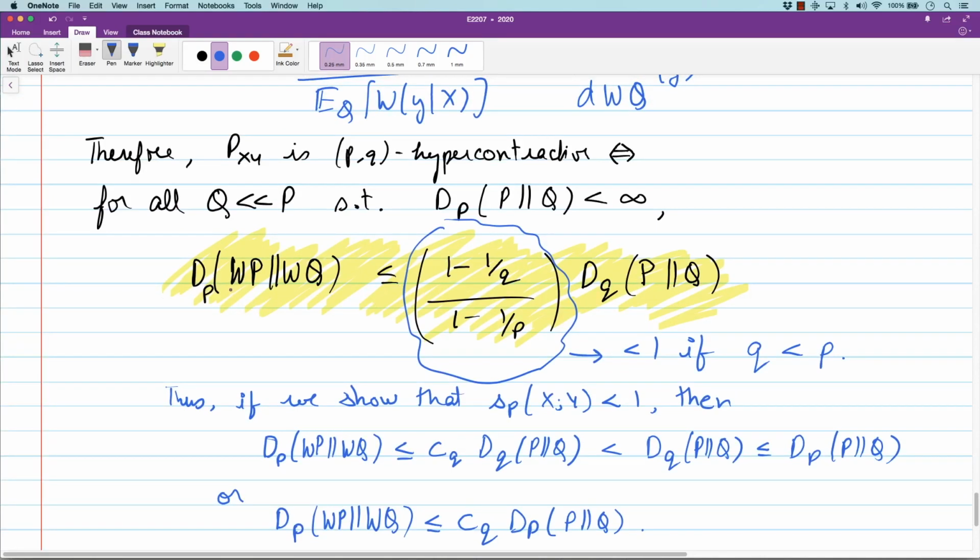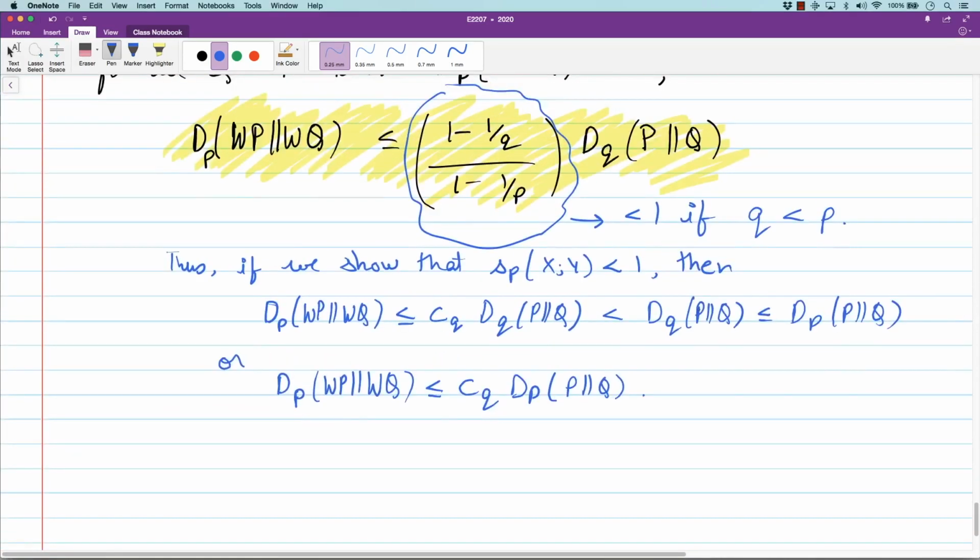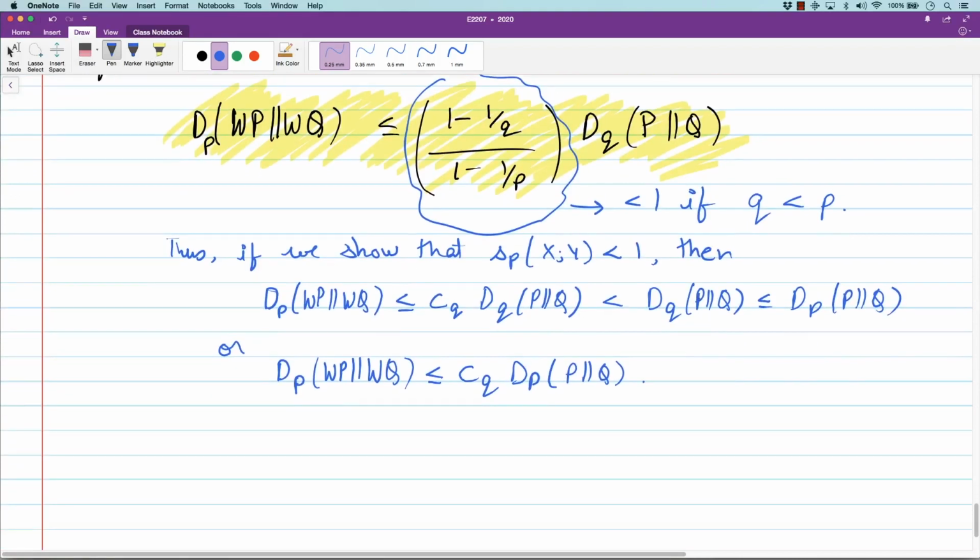The Rényi divergence of order p between W_P and W_Q is less than or equal to (1 - 1/q)/(1 - 1/p) times D_q(P||Q). So this is another alternative form of hypercontractivity. In conclusion, we have seen that hypercontractivity is actually equivalent to strong data processing inequality for any divergence. We have also seen two different forms of hypercontractivity. We have seen tensorization, which says that it suffices to show hypercontractivity for one dimension, and then you will automatically get it for any arbitrary dimension.